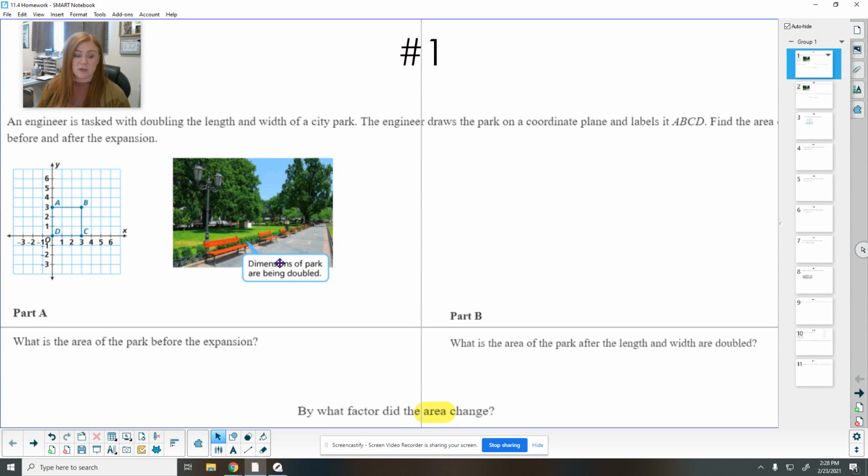This video is for 11.4 homework. Sorry, I'm getting myself all confused about what number we are working on. So, 11.4 homework. I'm going to do 1 through 11 with you and then have you try just those spiral review ones on your own. I'll help you set these up, then let you do the math.